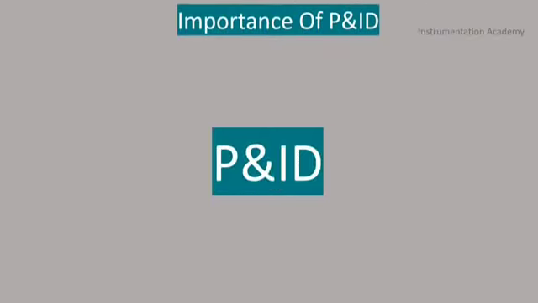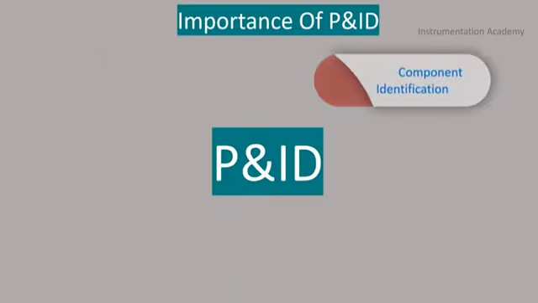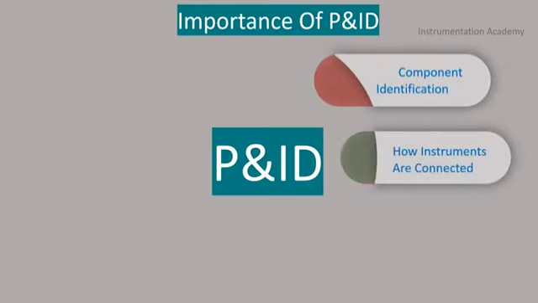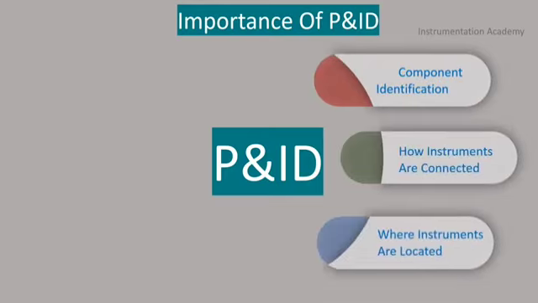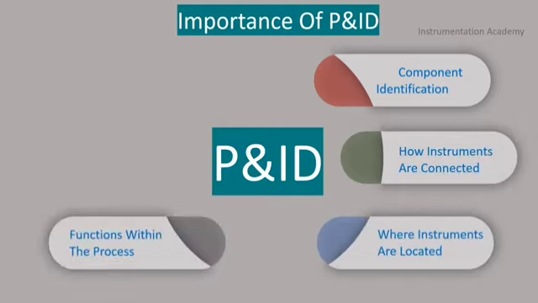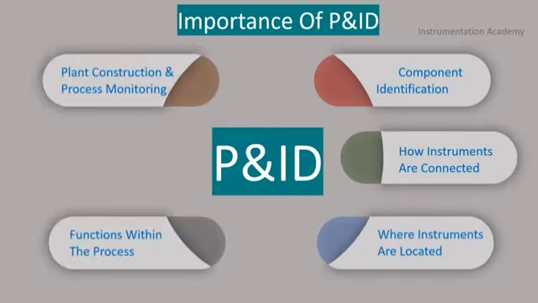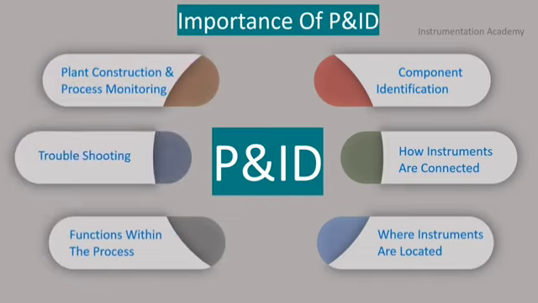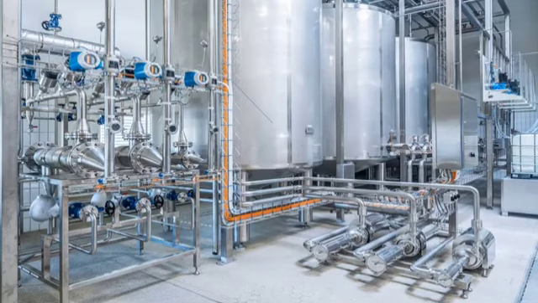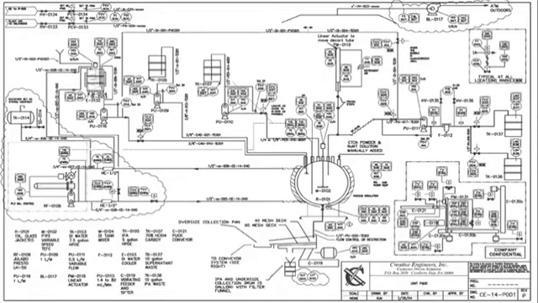Importance of P&ID. P&ID is used for identification of components in a process plant. It shows how instruments are connected and where they are located. It also shows the functions within the process. It is used for plant construction and process monitoring, and also for troubleshooting in the plant. This picture shows a part of a process plant. The P&ID of such a plant will be like this.